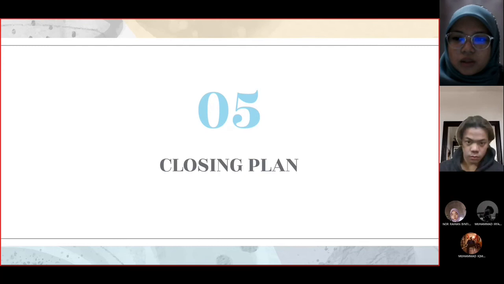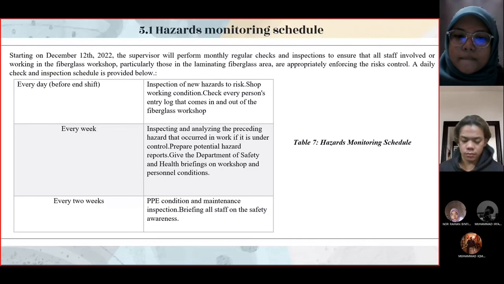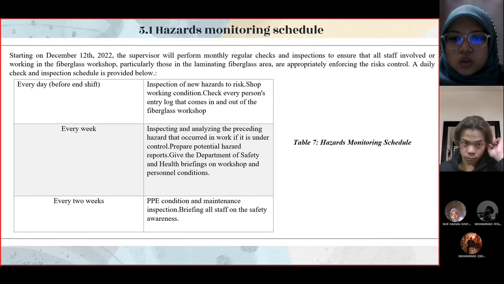Closing plan. Five point one, hazards monitoring schedule. Starting on December 12, 2022, the supervisor will perform monthly regular checks and inspections to ensure that all staff involved or working in the fiberglass workshop, particularly those in the laminating fiberglass area, are appropriately enforcing the risk control. A daily check and inspection schedule is provided below.